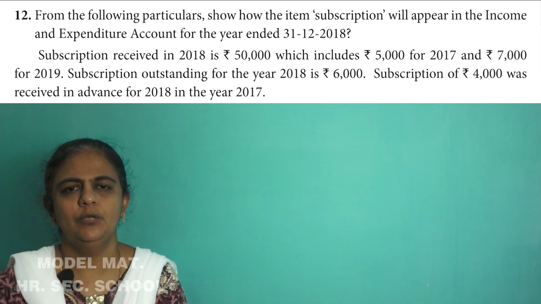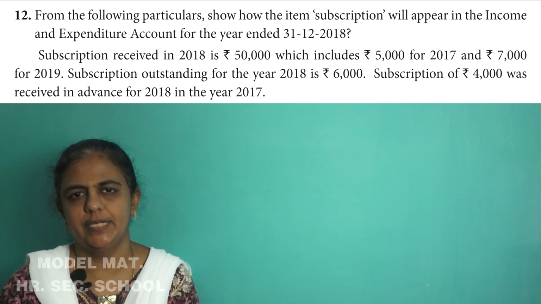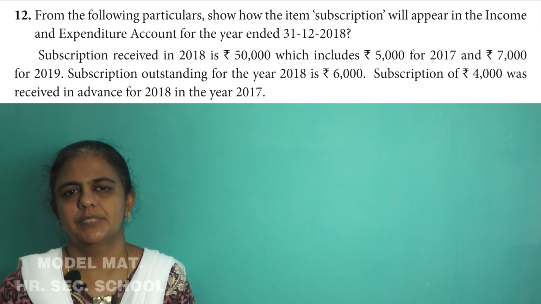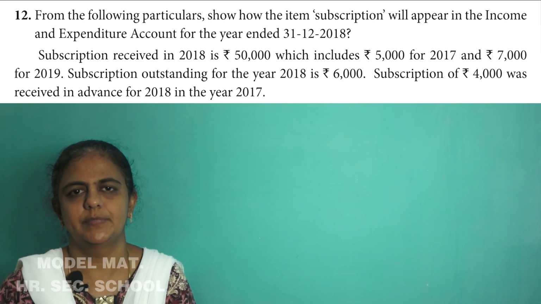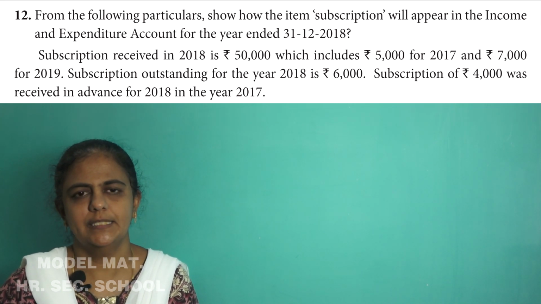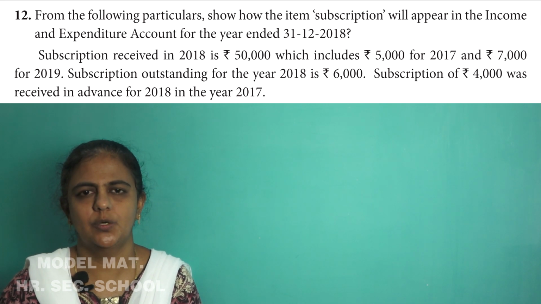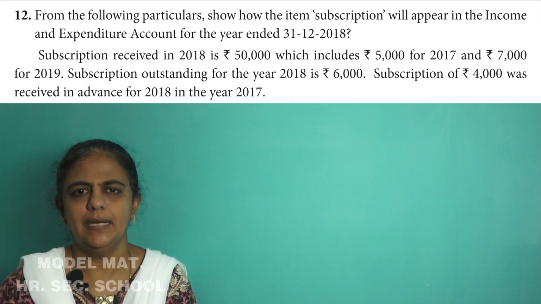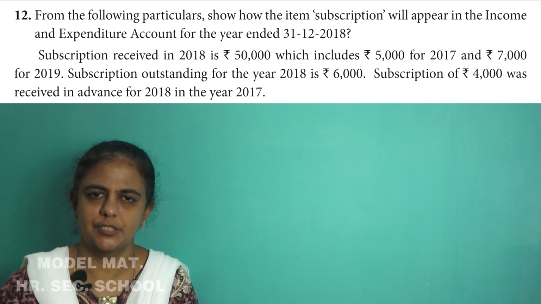Now, one thing you have to keep in mind before doing the sum. You are going to prepare income and expenditure account. Subscription is an income. It's a receipt, revenue receipt. What are the things we are going to enter in income and expenditure account? We are going to write only the revenue receipts. Capital receipts are excluded from the income and expenditure account.